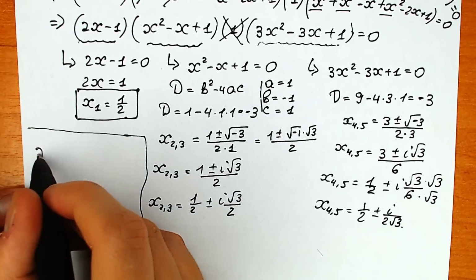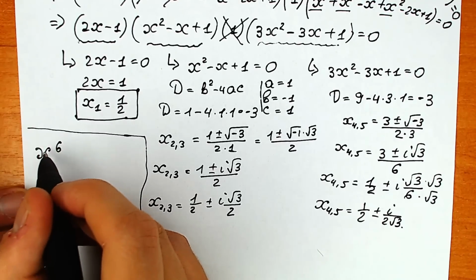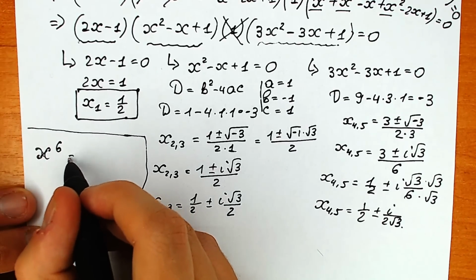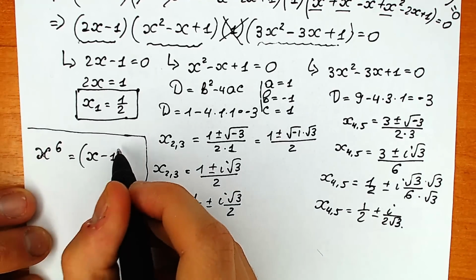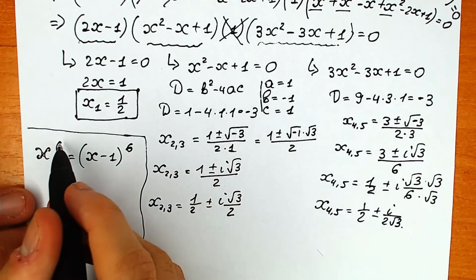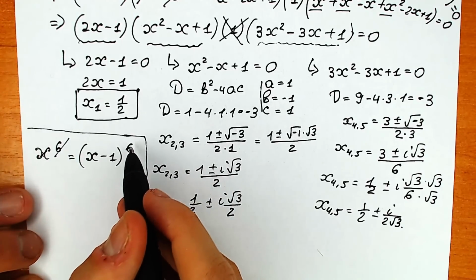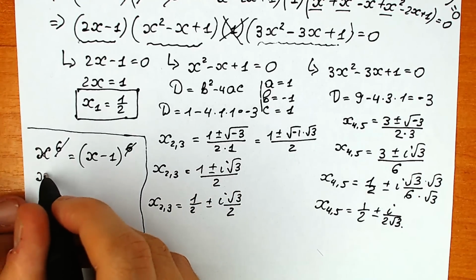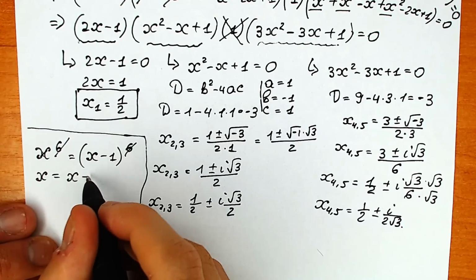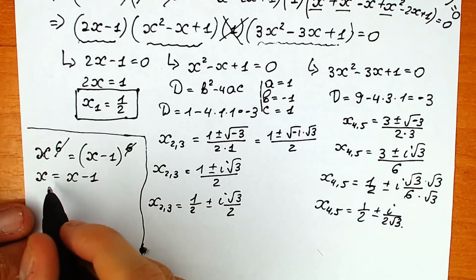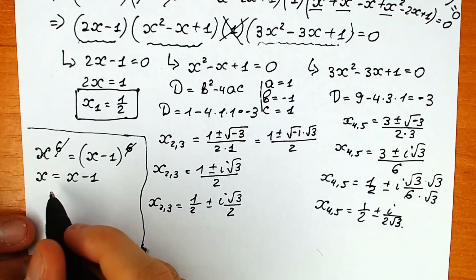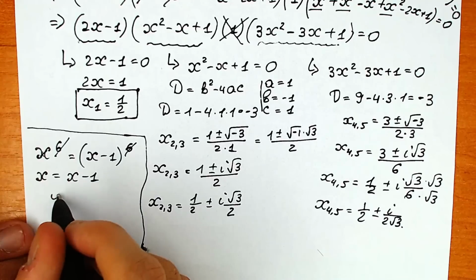So in the beginning we have x to the 6th power equal to x minus 1 to the 6th power. And a lot of students might say, okay, let's cancel this 6th root, let's cancel this 6th root, and as a result we have x equal to x minus 1. Then they say, okay, right here when we subtract x from both sides, we will have 0 on the left side and it is equal to minus 1.